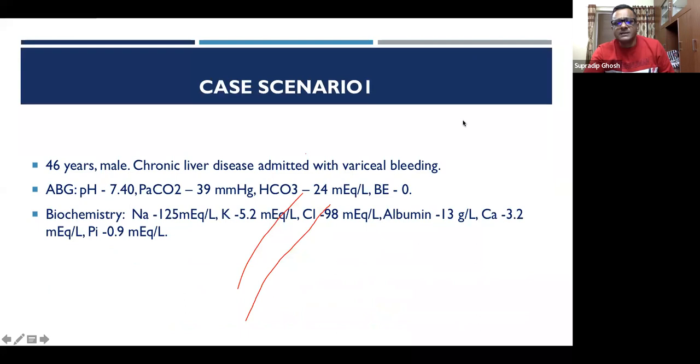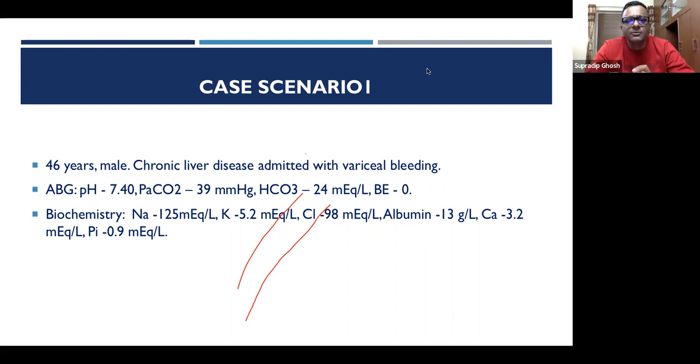Now let's talk about some real patients. These are patients from my ICU. So let's take the first case scenario. A 46-year-old male, chronic liver disease, admitted with variceal bleeding. So this patient is really, really sick. But if you look at the ABG, it showed a pH of 7.4, PaCO2 of 39, bicarbonate of 24, and base excess of 0. So my dear friends, what is your opinion from the Henderson and Hasselbalch approach? I just want a quick comment from one or two.